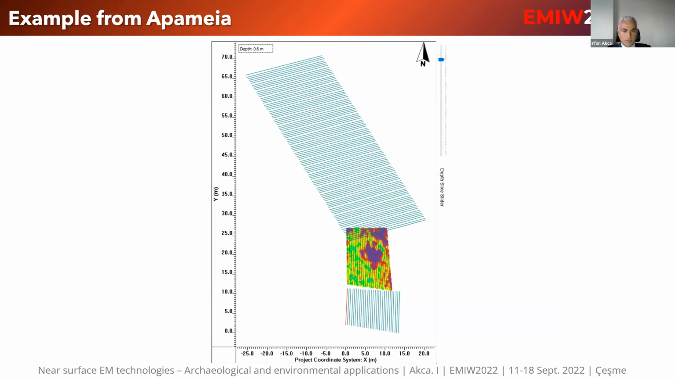I just put this example today because I was just processing a new data set from a new area, and you can see a depth slice from surface to the bottom. And in here, you can see a circular shaped basement of a temple. I just have this result today. It's a very new example.